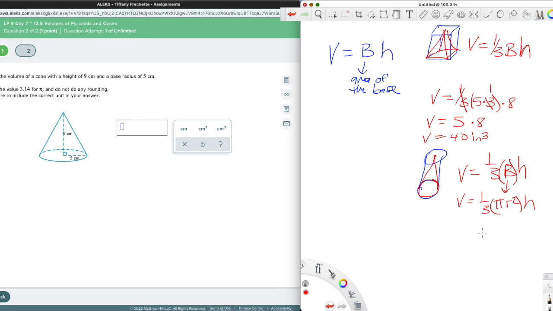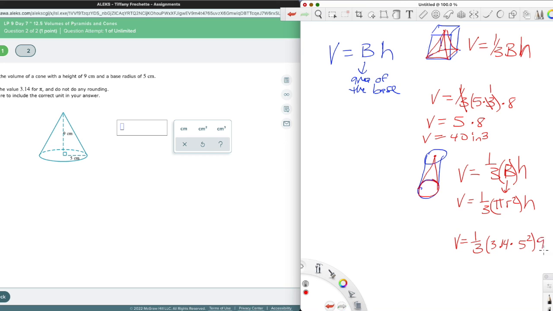All right, so let's take a look at our cone here. Find the volume of a cone with a height of 9 centimeters and a base radius of 5 centimeters. Use the value 3.14 for pi and do not do any rounding. Be sure to include the correct unit in your answer. So no rounding, and we want to make sure we write this out. So it's 3.14 for pi instead of using the pi symbol. The radius is 5, so I'm going to have 5 squared. And then the height is 9.